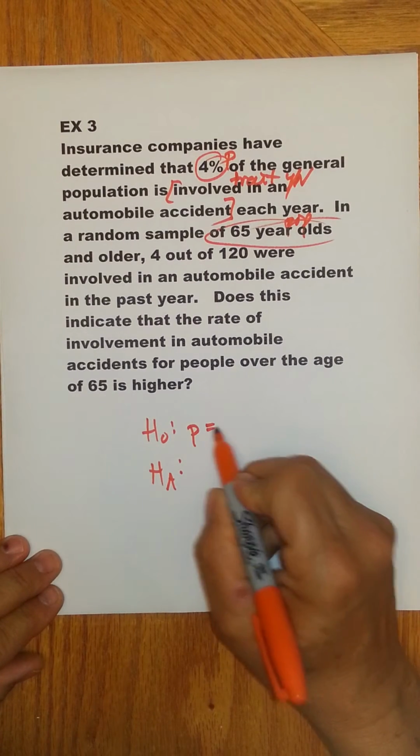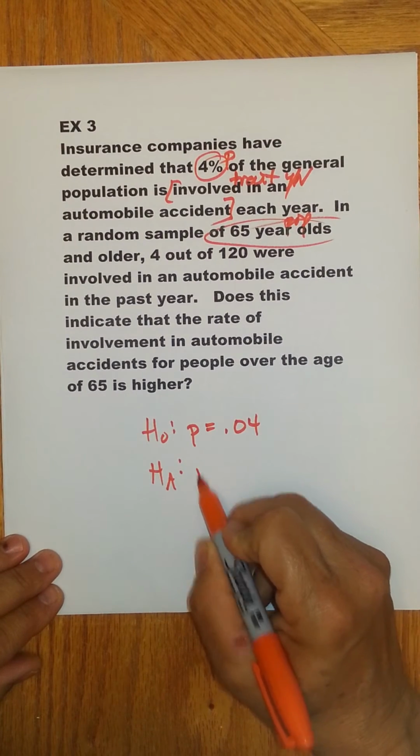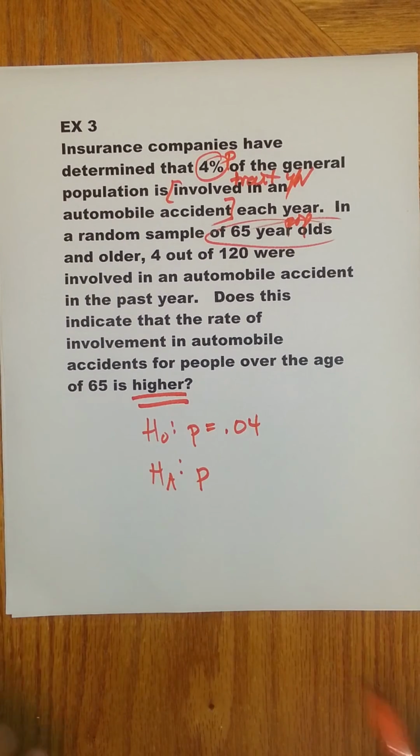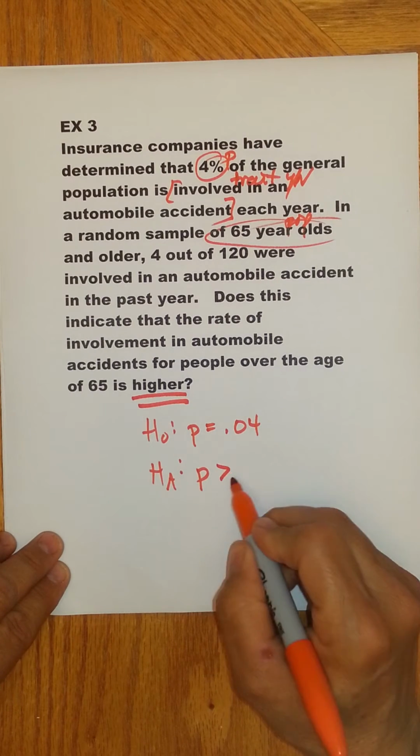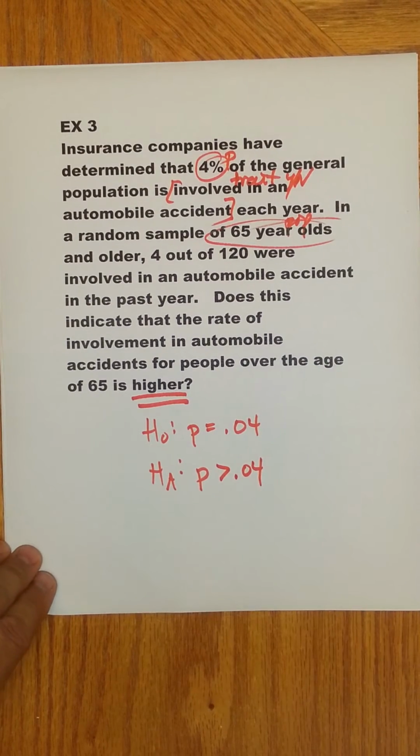So here then we'll have 4%. Now we're wondering if the automobile accident rate for people who are 65 and older is higher, so we think it might be greater than 4%.